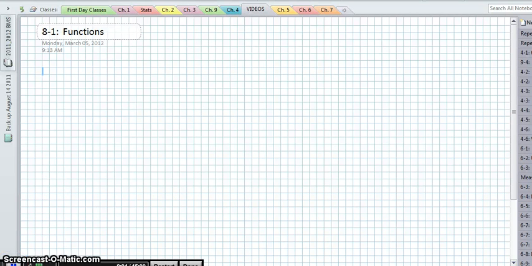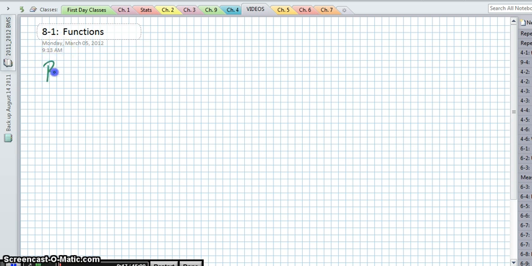Today we are going to review functions. We talked about functions a little bit in Chapter 1, so now we're coming back to it in Chapter 8. We are going to determine whether relations are functions, and we're going to write functions using function notation. So let's review a couple of things first.